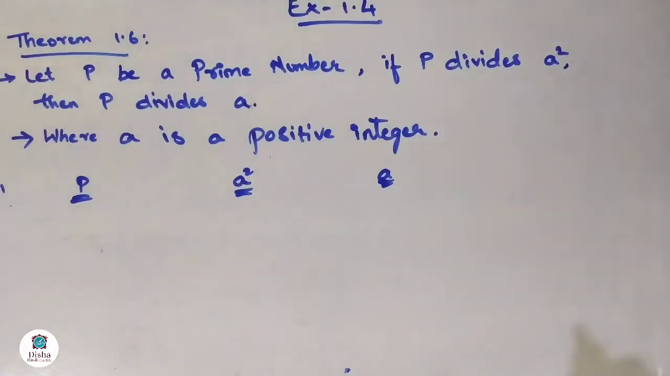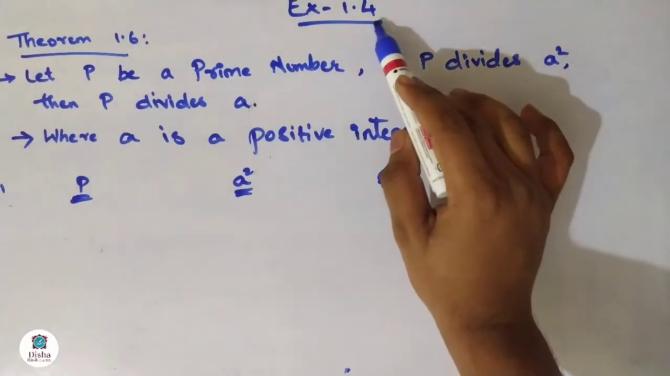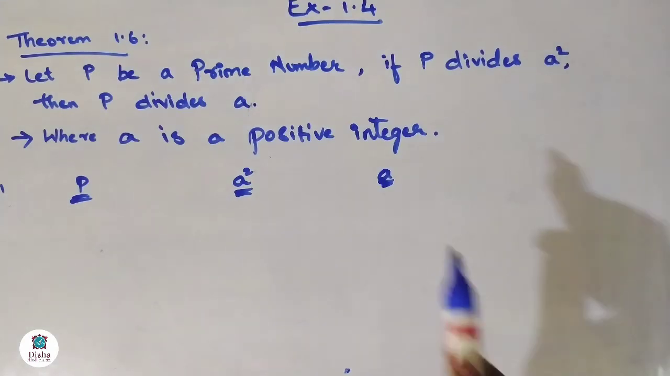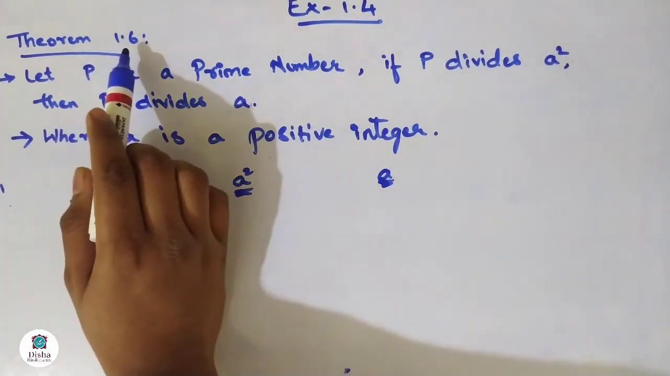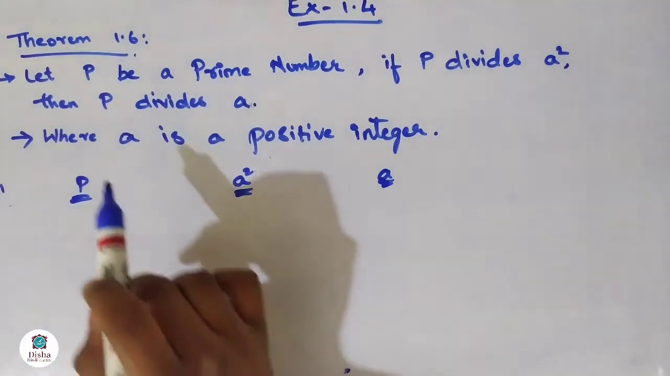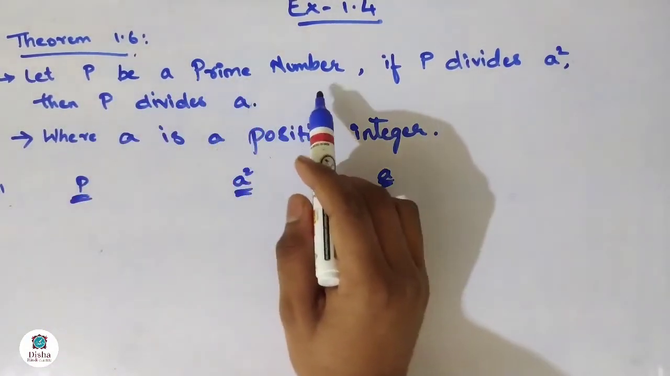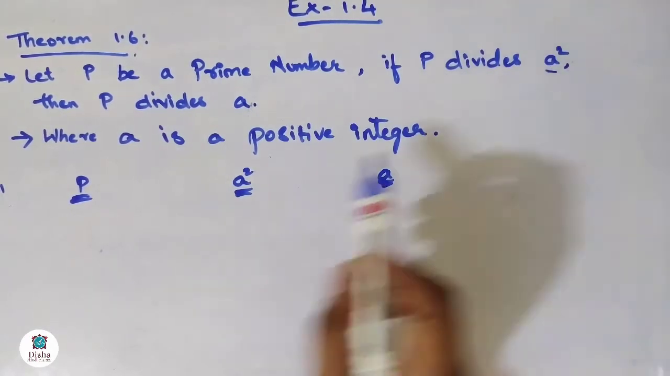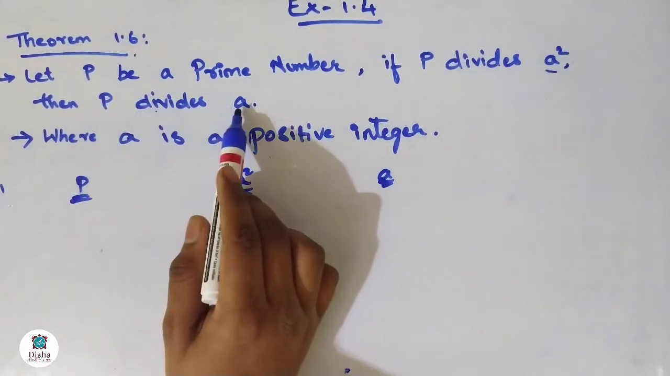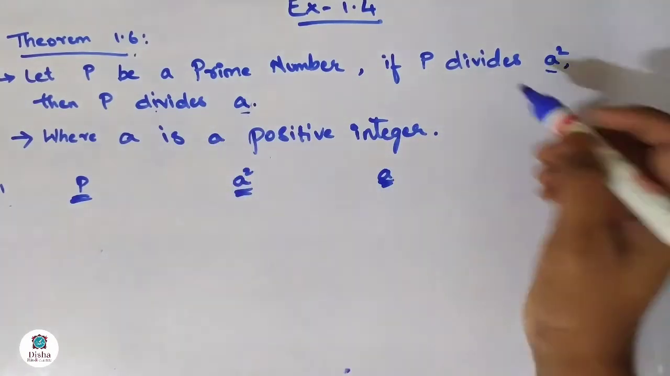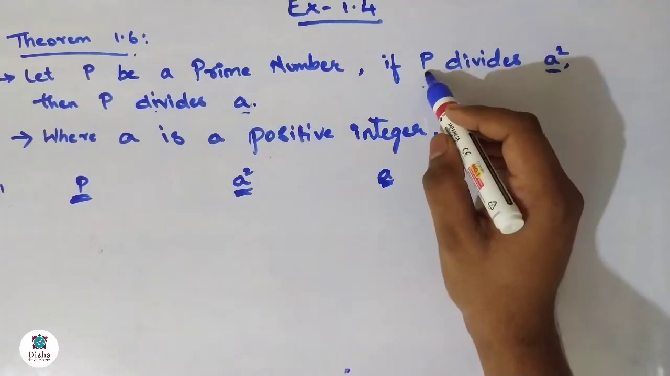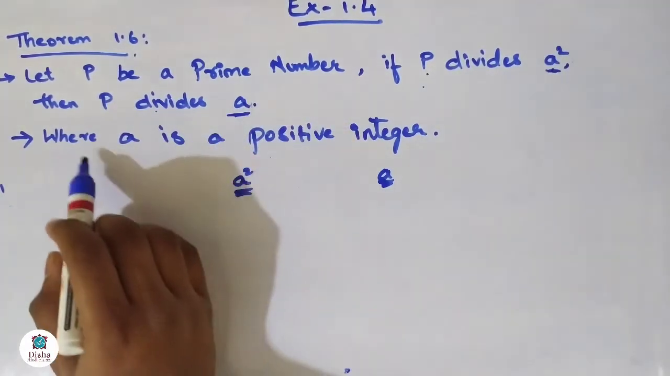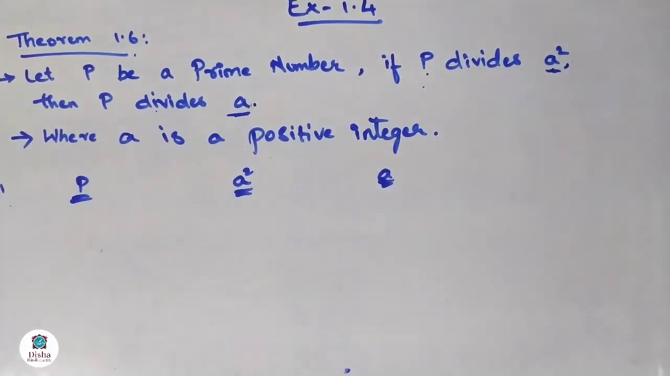So hello friends, today we are going to study exercise 1.4 of the chapter Real Numbers, and we have Theorem 1.6 before the exercise. Let p be a prime number. If p divides a square, then p divides a too. Means if p divides a square, where p is a prime number, then it will divide a also, where a is a positive integer.